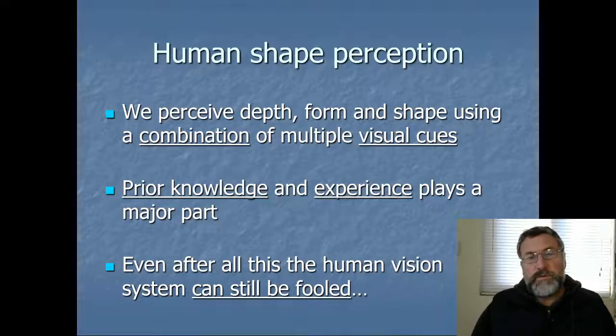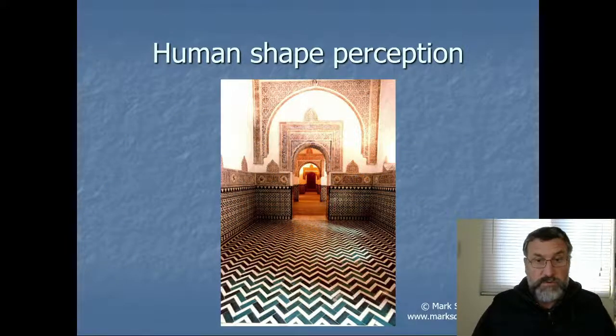So then, to summarize that, we get a combination of multiple visual clues to help us perceive depth, form, and shape. And of course, prior knowledge and experience plays a major part in helping us interpret the real world. And that's where AI tries to emulate those abilities, I guess. But even for humans, sometimes the human vision system can be fooled, of course, optical illusions.